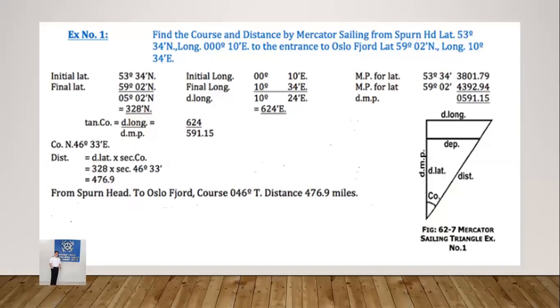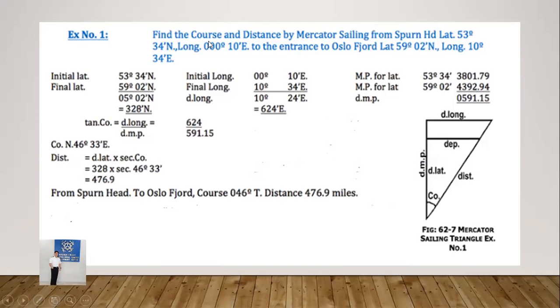Example number 1. Screenshot it. Find the course and distance by Mercator sailing from Spurn Head, latitude 53 degrees 34 minutes north, longitude 000 degrees 10 minutes east, to the entrance of Oslo Fjord, latitude 59 degrees 02 minutes north, longitude 010 degrees 34 minutes east. Okay, so with this one, given are both the departure position and the arrival position.